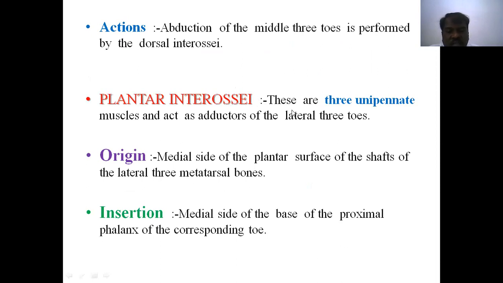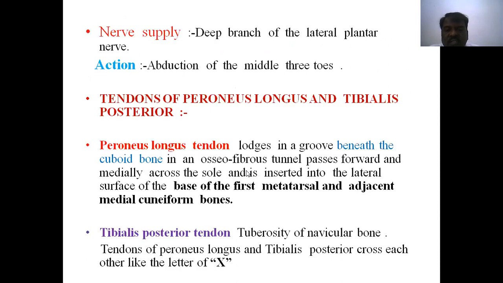Whereas the plantar interossei are three independent muscles. They take origin from the plantar surface of the adjacent shafts of the metatarsal bones. This is the same. Nerve supply is the lateral plantar nerve. Action is adduction of the middle three toes. Next, another two tendons, the peroneus longus tendon and the tibialis posterior tendon.